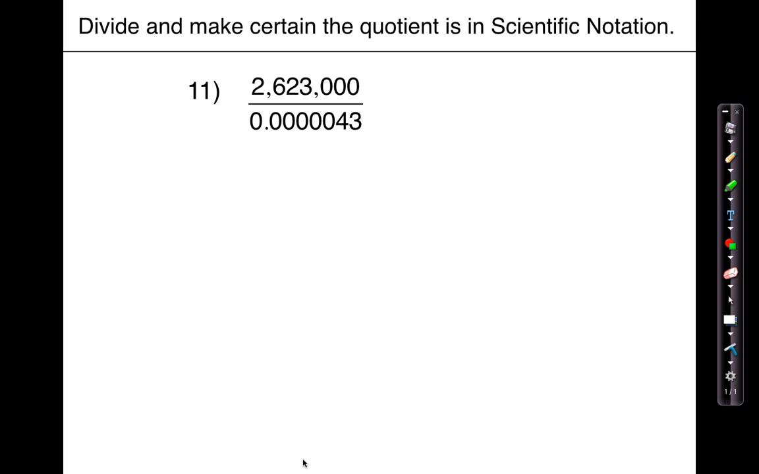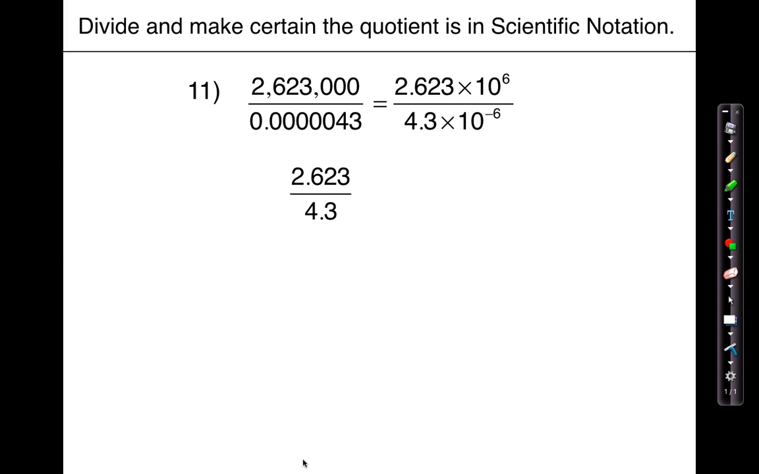Okay, so let's see how well we do. So here, hopefully you turn both numbers into scientific notation. You have 2.623 times 10 to the 6th over 4.3 times 10 to the negative 6. And then you divided the coefficients, divided the exponents by simply subtracting the exponents. And this is going to leave you with a 0.61 times 10 to the 12th. Why? Because if you add the opposite, it's 12.